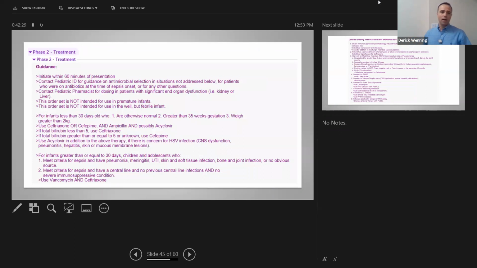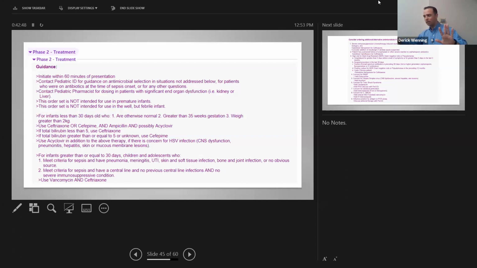Obviously, it says contact Peds ID if you need to. It tells you what it's not intended to be used for. And basically, you're going to use the things that they say, which are right here. In infants less than 30 days old, you're going to use ceftriaxone or cefepime, and ampicillin or possibly acyclovir.